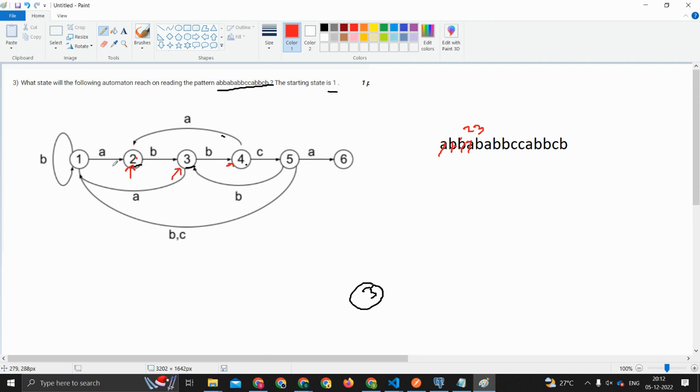For A, we are going back to 2, right? For A, we are going back to where? 2. How come 2? Because see, you're at position 3, right? So you have an A here, which means this arrow is making you go to 1. So you are going to 1. You got my point? What I'm saying?